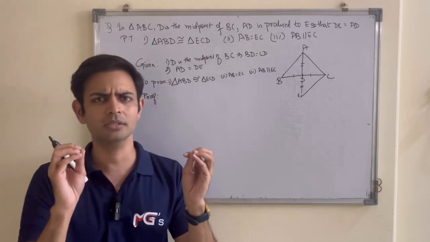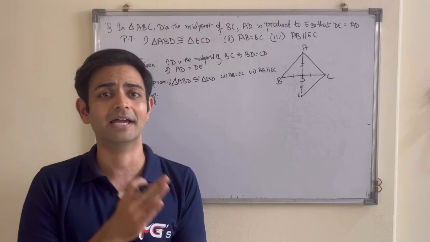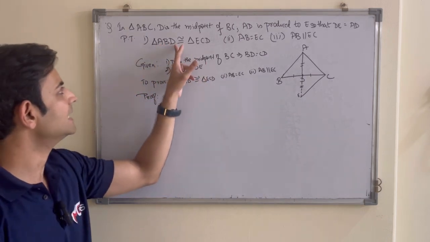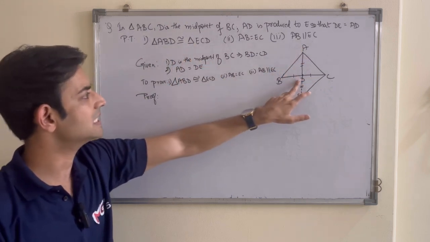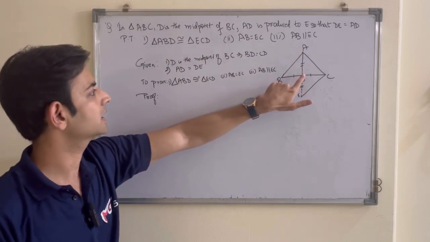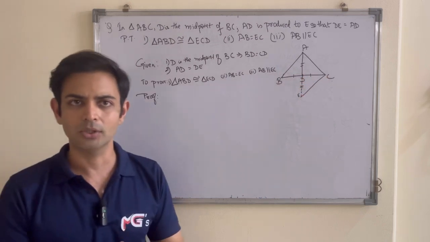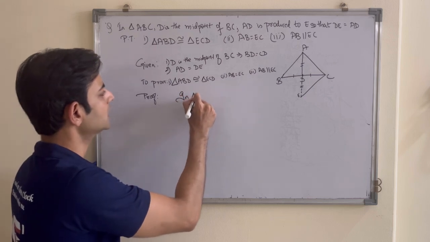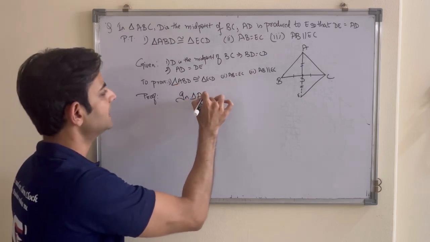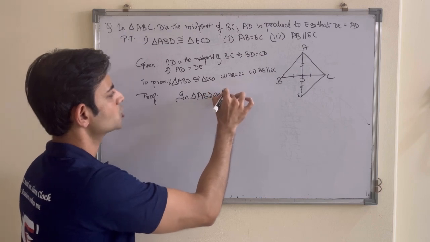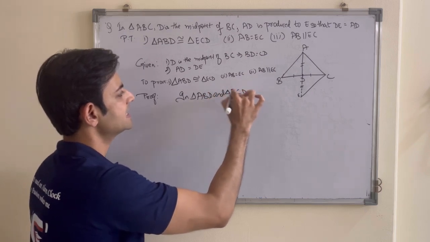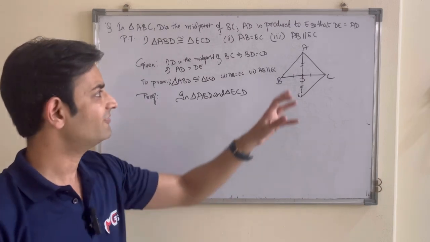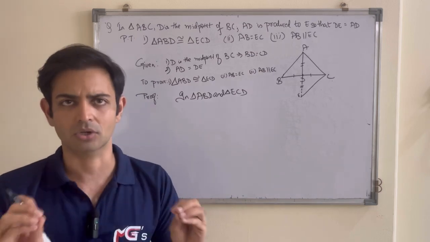Now, the question becomes simpler when you identify what you are supposed to prove. Here we are supposed to prove triangle ABD is congruent to triangle DCE. So what we'll do is take them directly. Prove: in triangle ABD and triangle ECD. My work gets very simple when I identify what I'm supposed to prove. And if you draw the diagram well, half of the problem is solved.